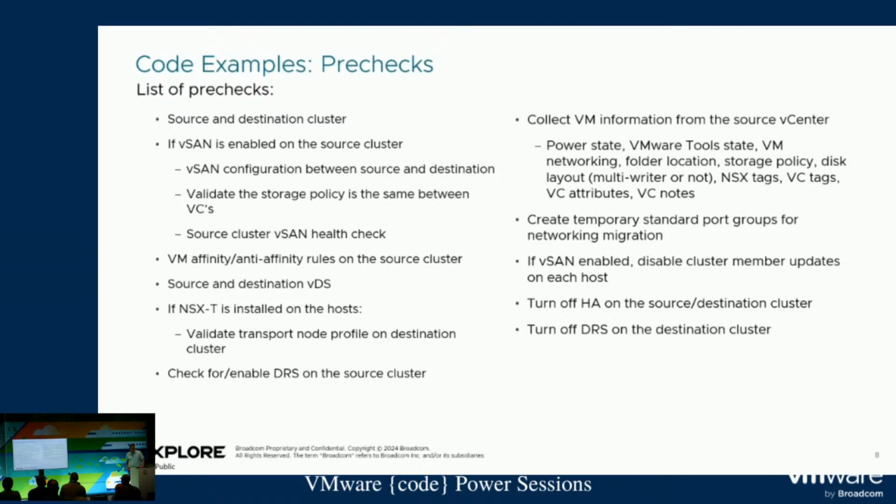Also, if vSAN was enabled, you had to disable cluster member updates for each host in the cluster. For those that don't know, this blocks vCenter from updating the vSAN configuration on the host. We don't want vCenter to be messing with vSAN while the cluster is split between the two vCenters. And disabling HA temporarily saves a not so insignificant amount of time for the entire migration.